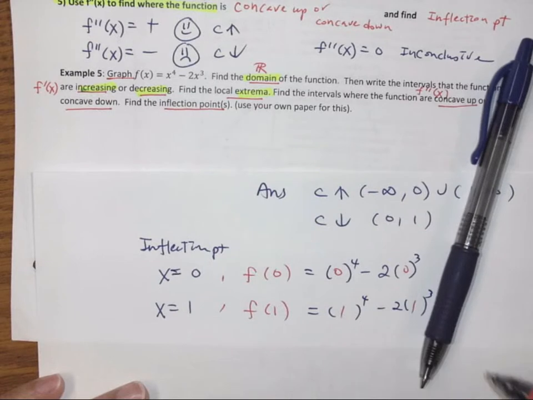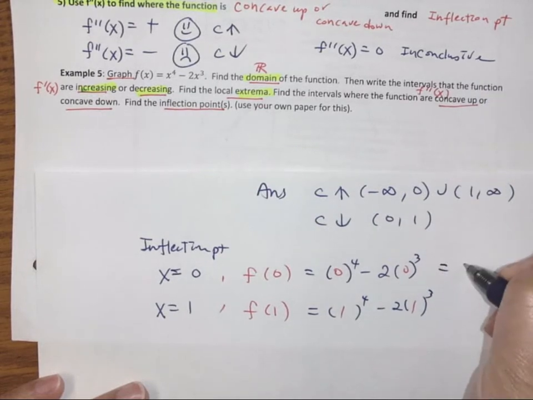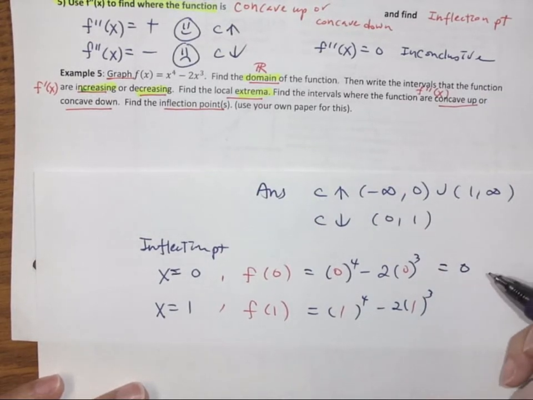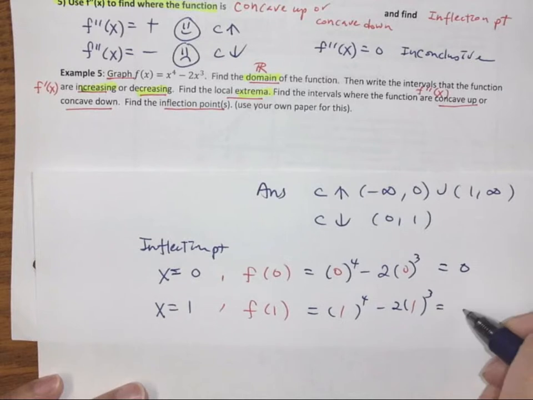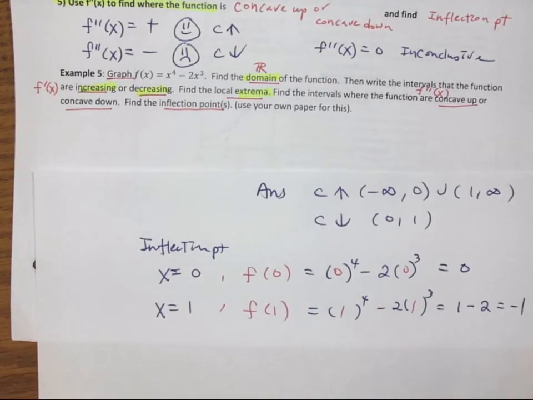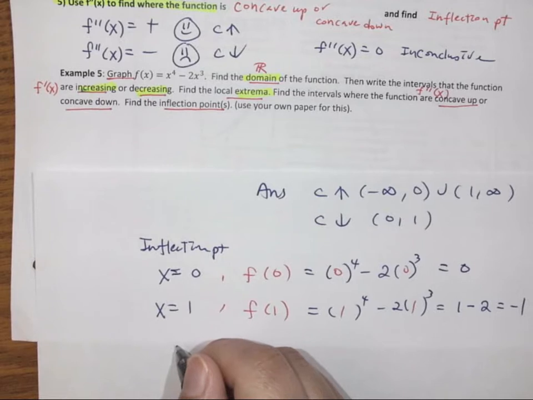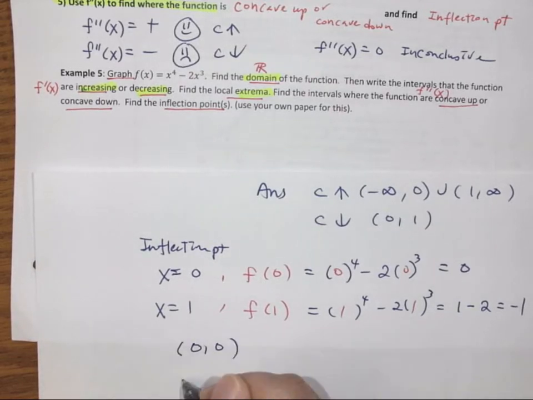Plug in a 1 here. So the first one is just 0. The second one is going to be a 1 minus 2, right? So negative 1. So inflection points including 0, 0, and 1, negative 1.